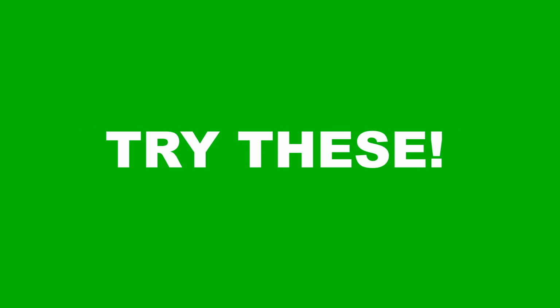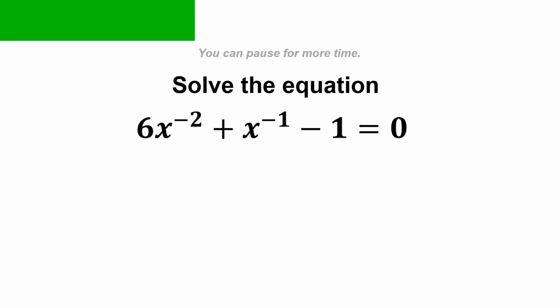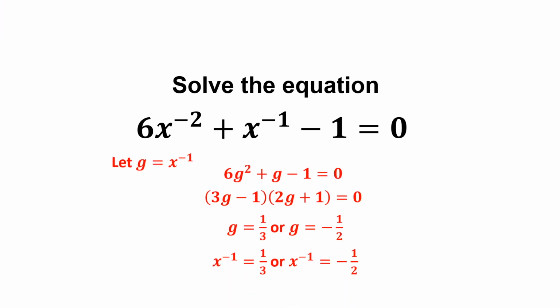Now, try this. Solve the equation 6x to the negative 2 plus x to the negative 1 minus 1 is equal to 0. Here is a suggested solution. Therefore, the solutions are x is equal to 3 or x is equal to negative 2.